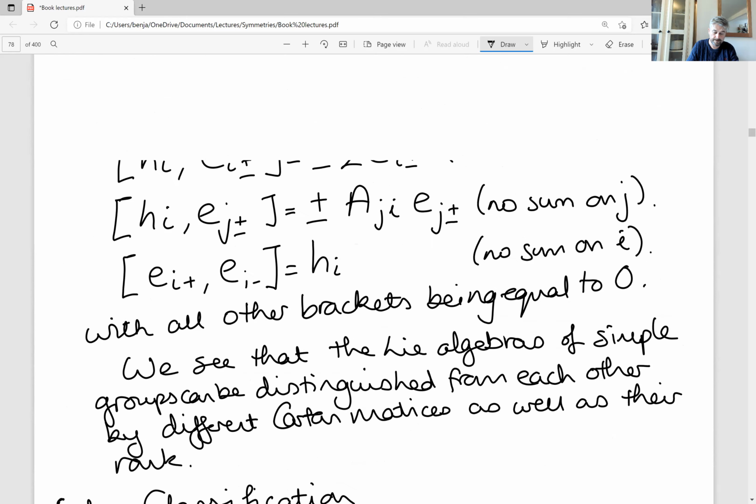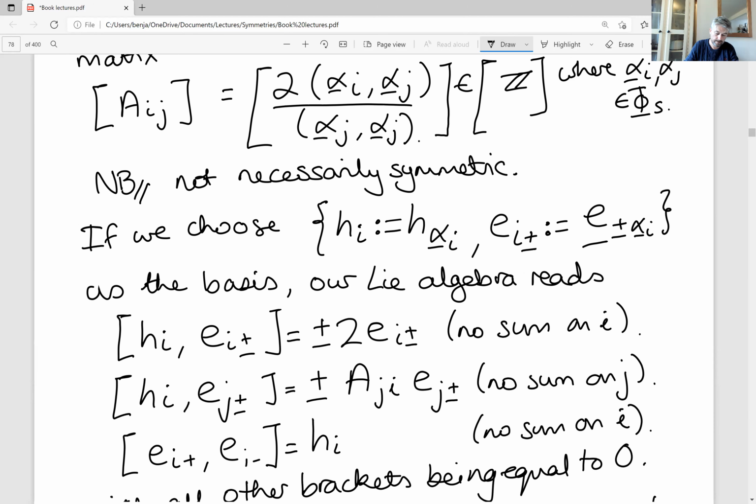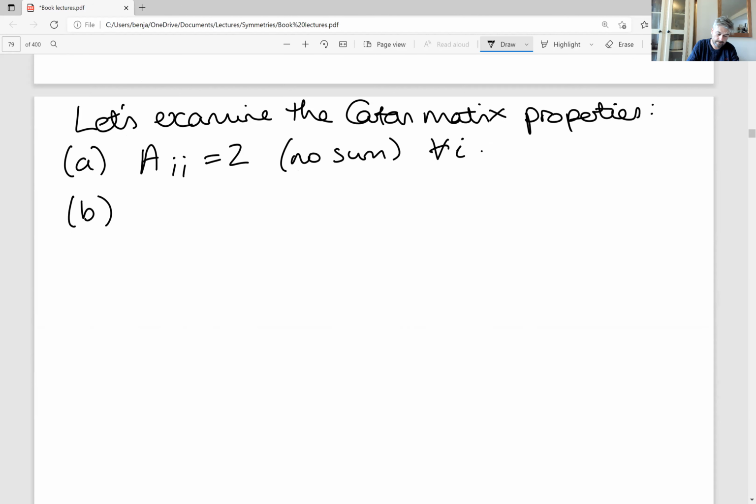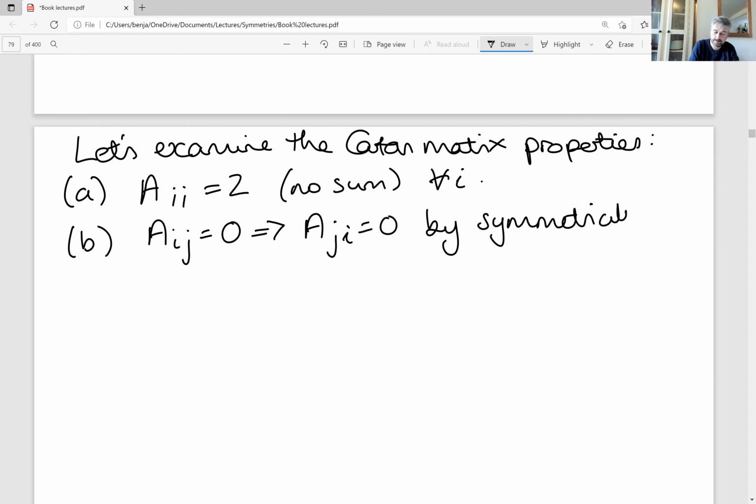So that's just from the definition. Now, also from the definition, remember we have symmetry of the inner product. So if A_ij happens to be 0, then by symmetry, it doesn't matter if the denominator is different but non-zero, we'll also get 0 for A_ji. So A_ij is 0 implies A_ji is 0 by symmetricity of the inner product.